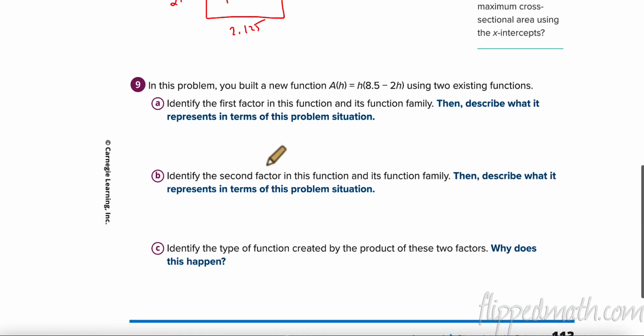Number 9. In this problem, we built a new function. So we had a variable, and then we found a new expression. It says, what is the first factor? So our first factor is h. And what family of function does it belong to? Well, it's a power of 1. Therefore, it is a linear equation. What's the second factor?